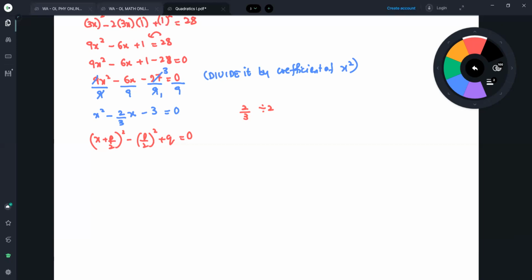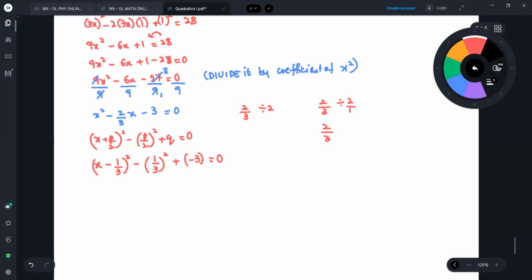Is it 0.33? Yes, sir. 0.33. Now look at this. (x - 1/3)² - (1/3)² - 3 = 0. Yes or no? Because 2/3 divided by 2 is going to give you 2/3 multiplied by 1/2. The 2 and 2 get cancelled. You have 1/3 or 0.333 recurring, right?